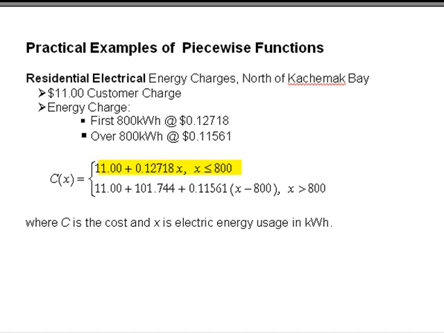Okay, what happens if I go over 800 kilowatt hours per month? Well, I still had to pay the $11 charge. Then I have to pay this $101.744 for the first 800 kilowatt hours that I used. Everything above that, I'm now paying at that reduced rate, and you see I've restricted the domain of this function to be greater than 800 kilowatt hours, the domain of the first piece to be less than or equal to 800 kilowatt hours. And here's what a graph of that would look like.